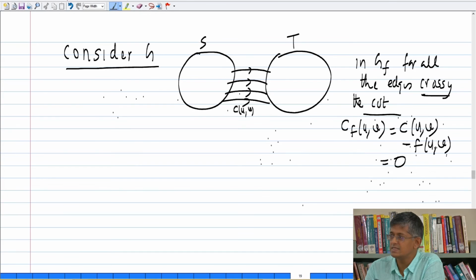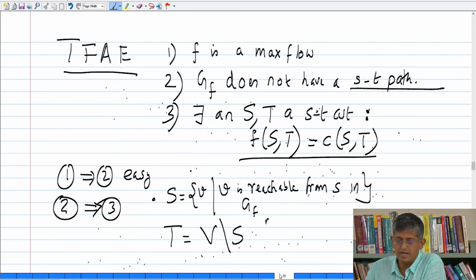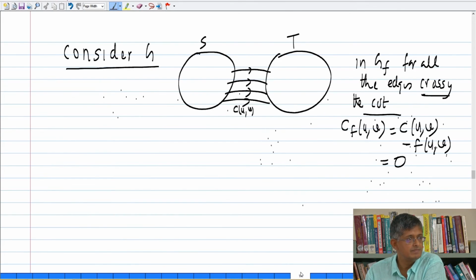Are you getting me? Can you see this? So very interesting, tricky step. GF does not have an augmenting path. So what do you do? You start at S and you group all the vertices which are reachable from small s and you call that capital S. That set you call capital S. The complement is called T.